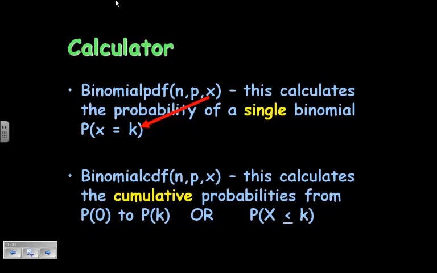Now, binomial PDF gives you the probability of a single binomial. So, probability of exactly 2 or exactly 4. Binomial CDF, which is directly underneath the PDF command, calculates the cumulative probabilities. So in other words, if we want to know the probability of 2 or less, that would be the probability of 0, the probability of 1, the probability of 2, we could use this feature to let us calculate that. So it's a very handy feature when you're dealing with really large sets. And let me show you how we're going to use these.